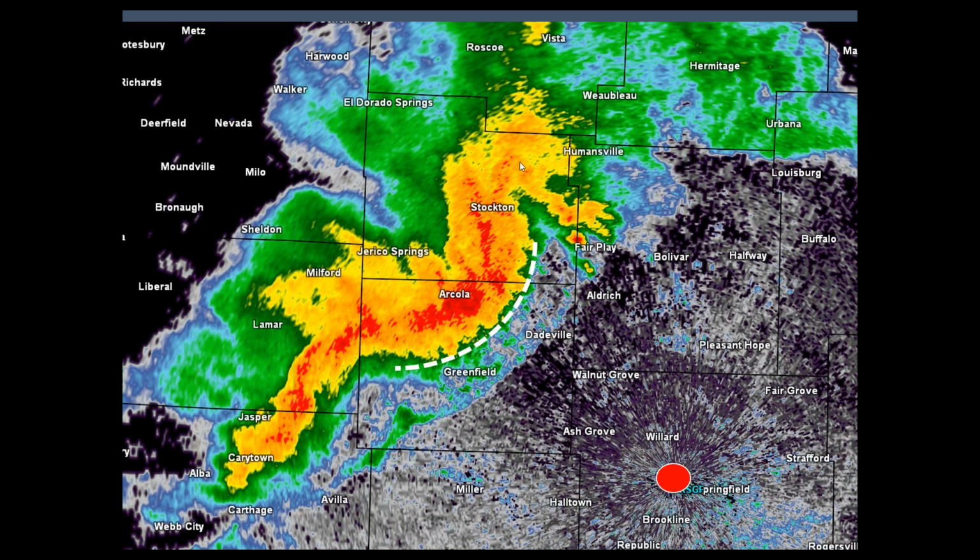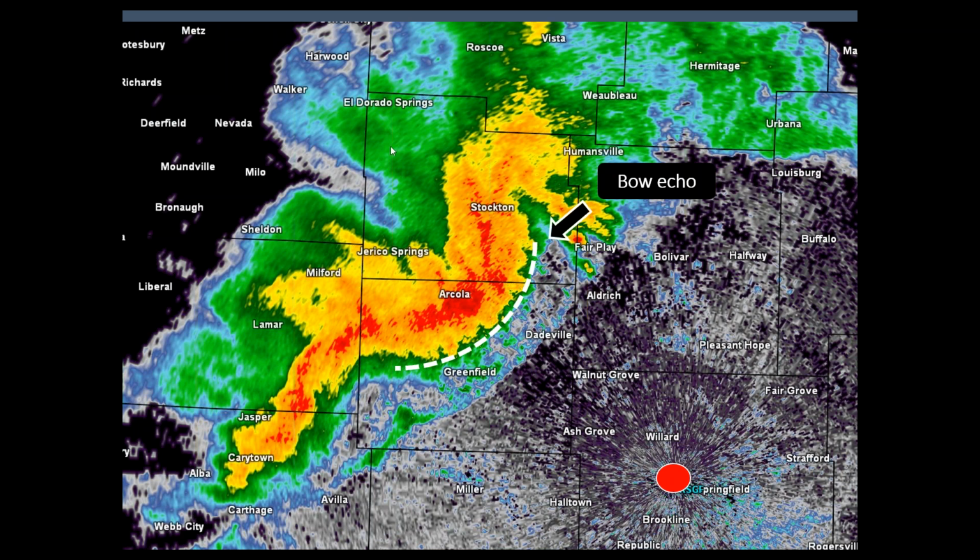Here's an example of a squall line that is from about Stockton down to Arcola and extends down here, Jasper and Carytown. Couple things of note here. You can see out ahead of it, looks like you've got an outflow boundary already out ahead of this. So that tells me that this storm has already pushed out some really strong air that's already made it out ahead of the storm line.